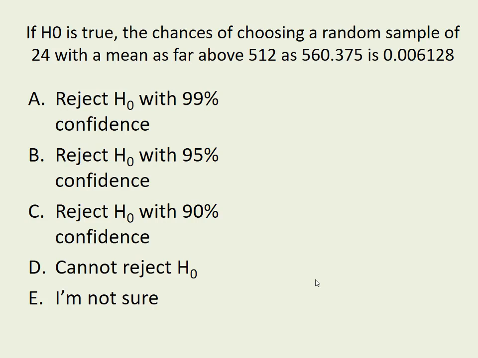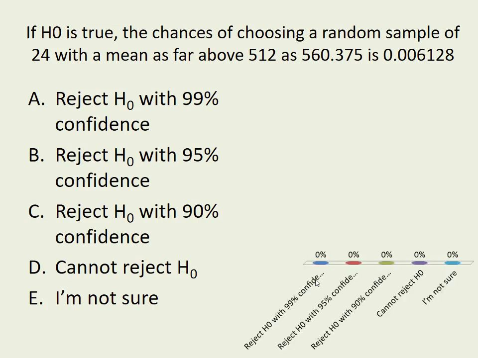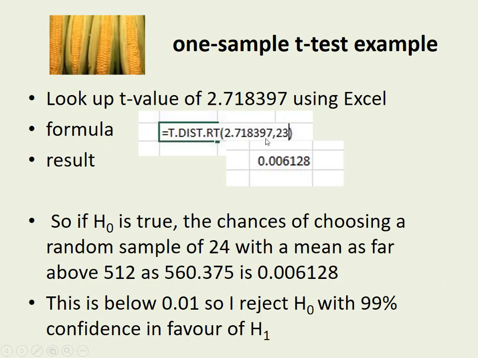Okay, hopefully you've paused it. Because it's a less than 1% chance, you should have been saying that you reject H0 with 99% confidence. So you should be going with A. Because it's below this, you can reject H0 with 99% confidence in favour of H1.